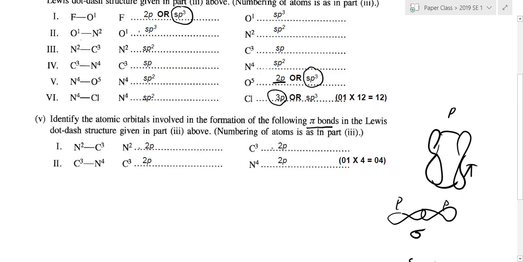Therefore pi bonds always form from p orbitals and d orbitals. For N and C, they are in the second period. It means 2p. You have to write the 2. If you do not write the 2 in here, that's wrong. Writing only P is not correct. They are 2p orbitals of second period atoms.